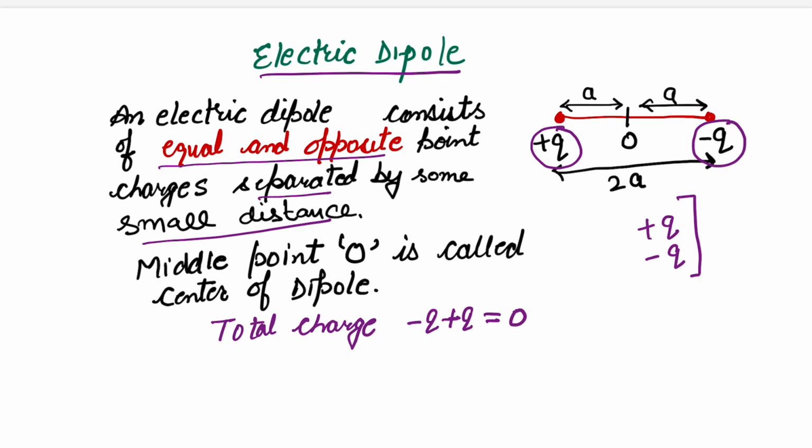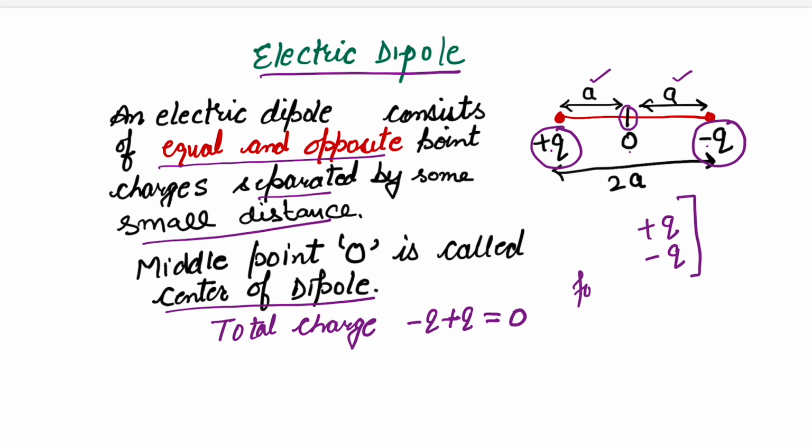They are separated by a distance 2a. At the middle of this line we have a point O. This point O is called the center of the dipole. The distance of the plus q charge from the point O is a, and the distance of the minus q charge from the point O is again a. This point O divides the separation into two equal parts.